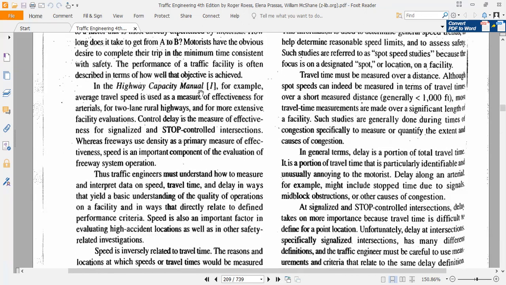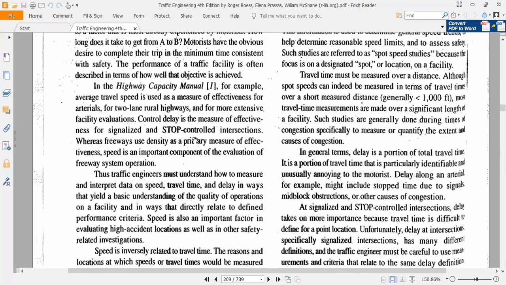In the Highway Capacity Manual, average travel speed is used as a measure of effectiveness for arterials. If you have an arterial road, for example, University Road, then for arterial roads the Highway Capacity Manual specifies the use of average travel speed as a measure of effectiveness, not only for arterials but also for two-lane rural highways and for more extensive facility evaluations. This is an evaluation technique used for arterials and two-lane rural highways where people are moving.